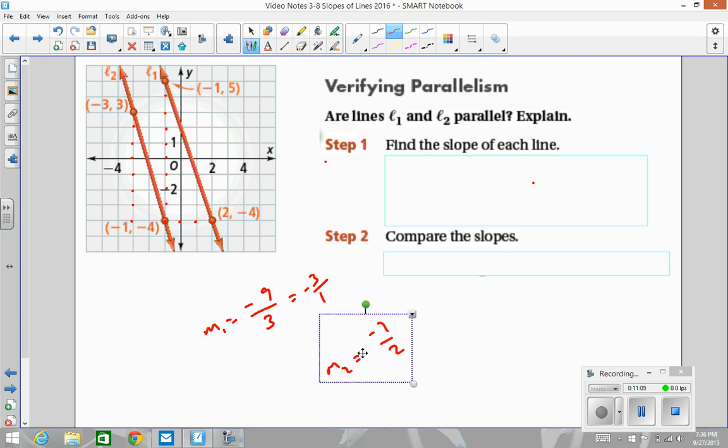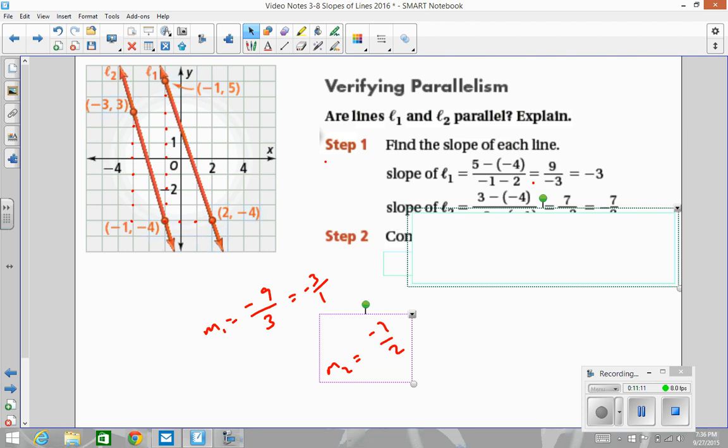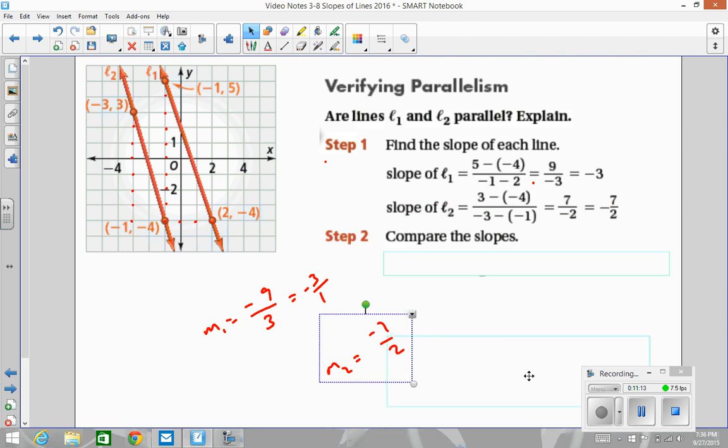And so when I look at those slopes and I go to compare them, I can see that they are not equal to each other. Therefore, these lines are not parallel. If all you tell me is they're not parallel and you don't have any work when you're doing your notes and homework and stuff, we're not going to give you any credit for that. You have to be able to provide the slopes for each of the lines.